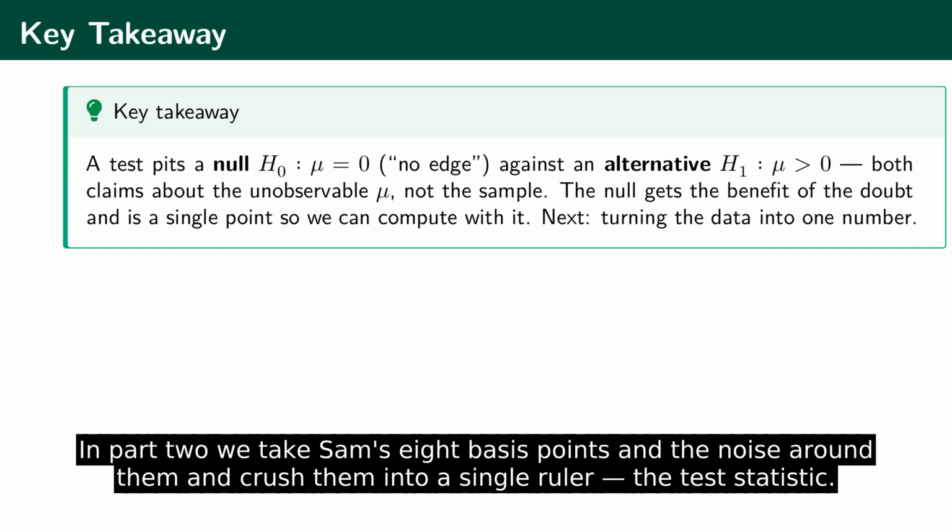In part 2, we take Sam's 8 basis points and the noise around them and crush them into a single ruler, the test statistic.